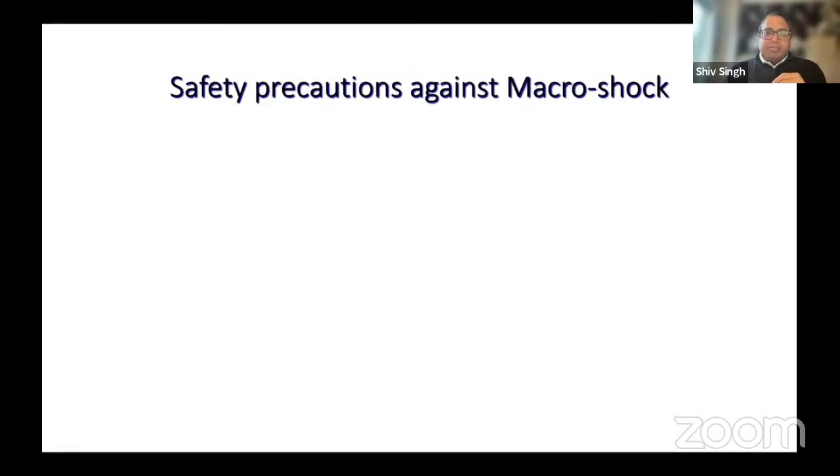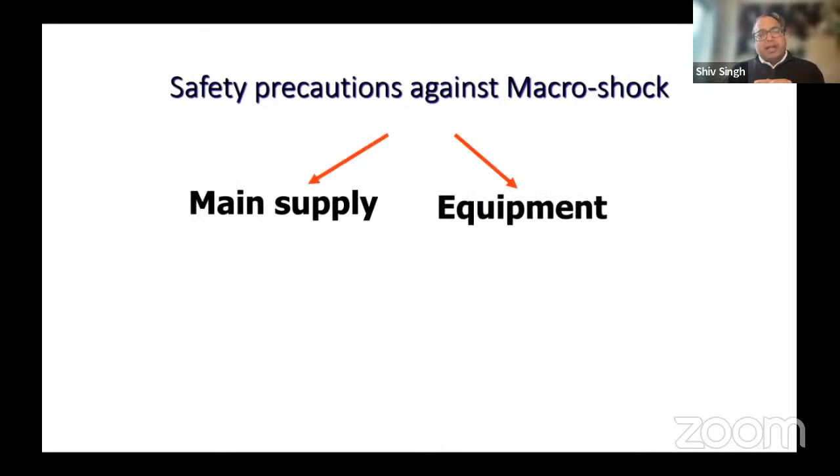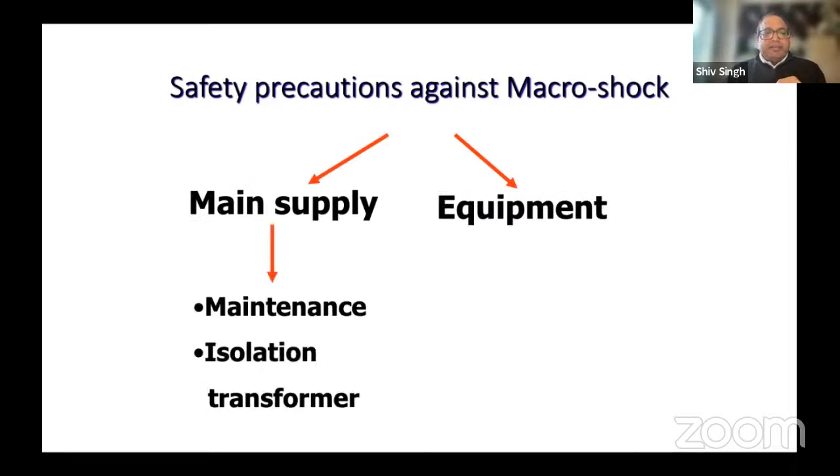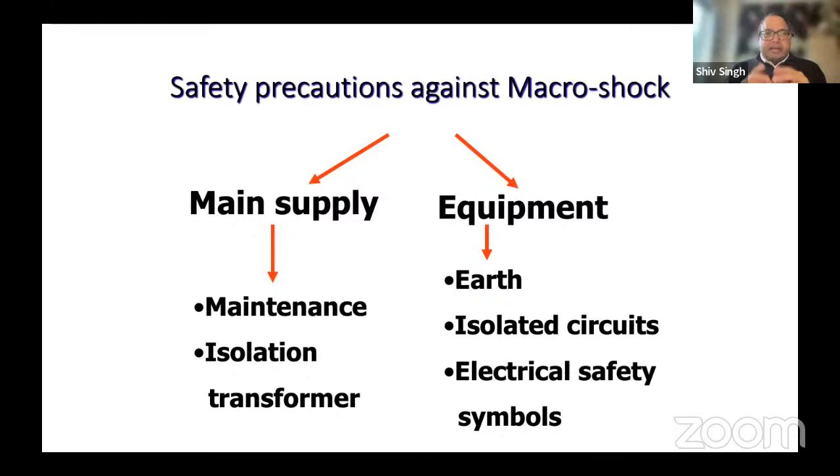So, precautions against macroshock. We can look at the main supply, and we can look at the equipment, how we can make them safer. We make sure there is regular maintenance of the main supply. We use something called isolation transformers, which supply us a safe electrical supply. And in the equipment, there are different things. We can use isolated circuits. Equipment should be earthed. Earth is a double-edged sword, and I'll come to that. Each piece of equipment has an associated electrical safety symbol, which says that this particular equipment can be used only in certain situations.